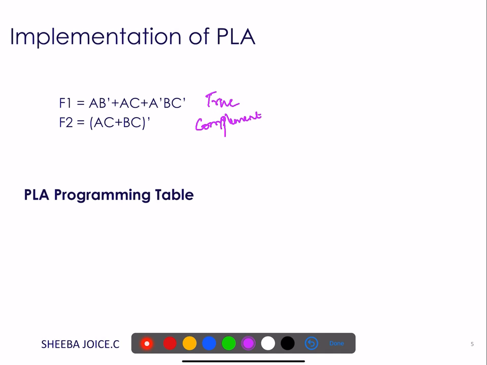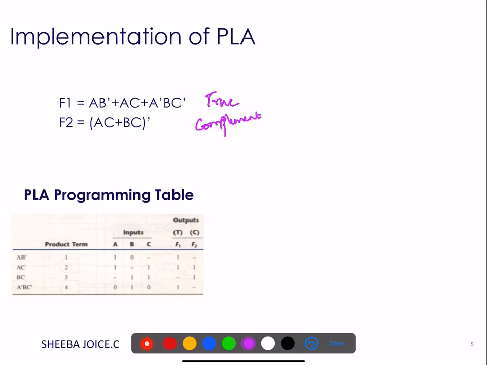How to construct the PLA programming table? We shall see there are the product terms. In each expression there are product terms. Let's see how many product terms there are in F1. 1, 2, 3. So there are 3 product terms in F1 and only 2 product terms in F2.